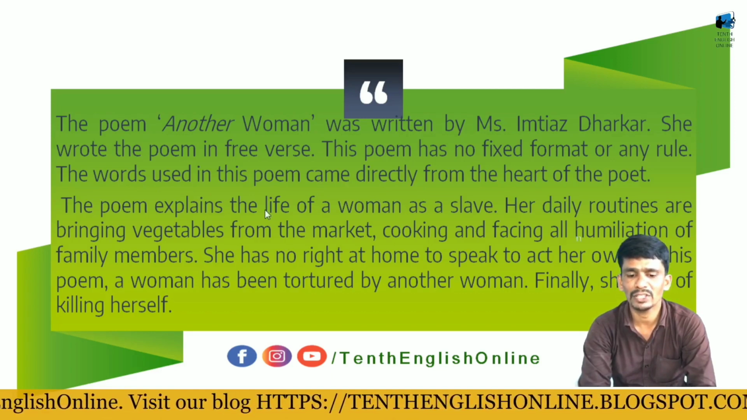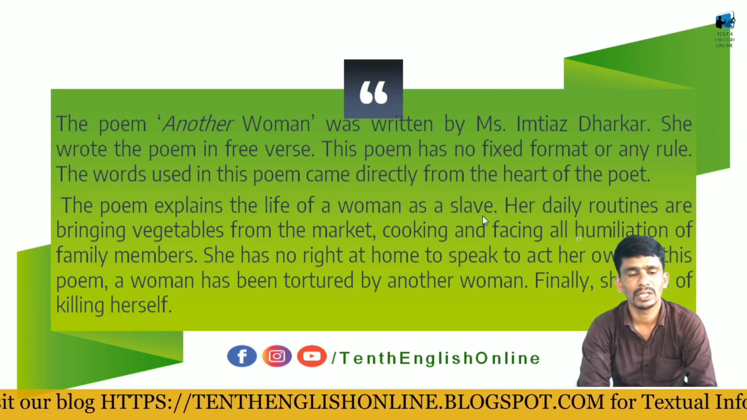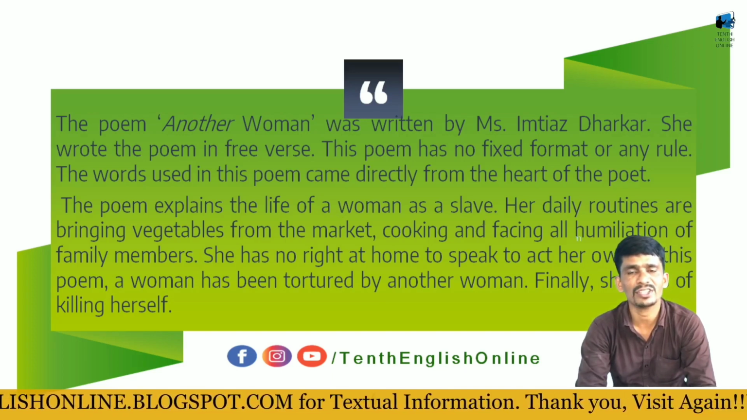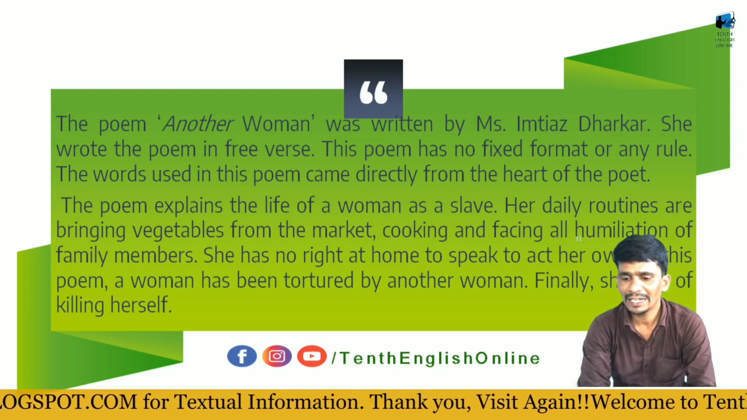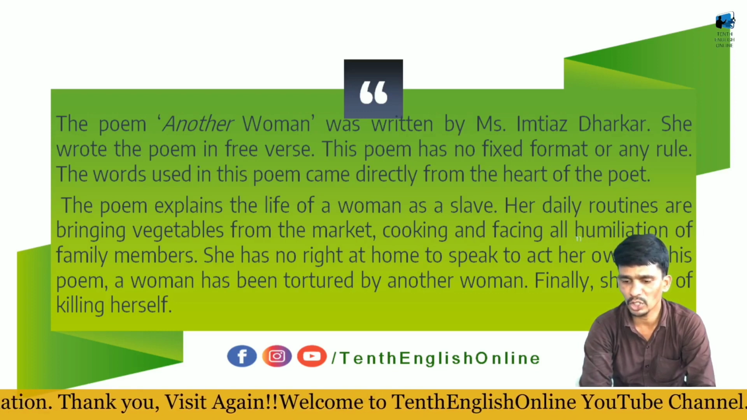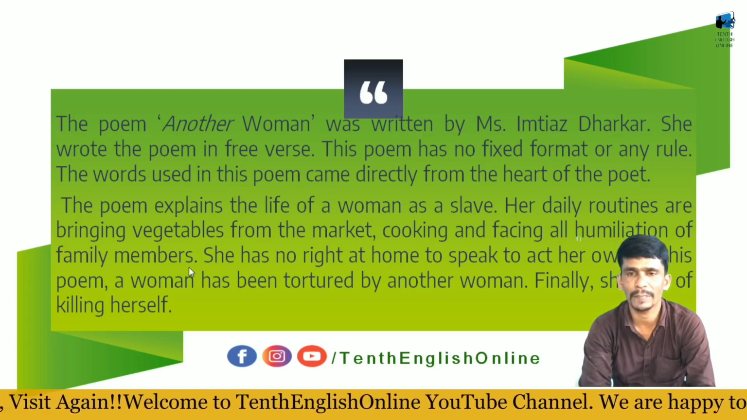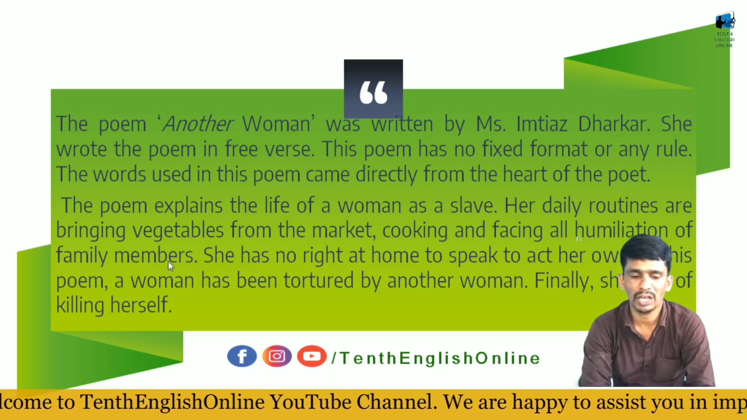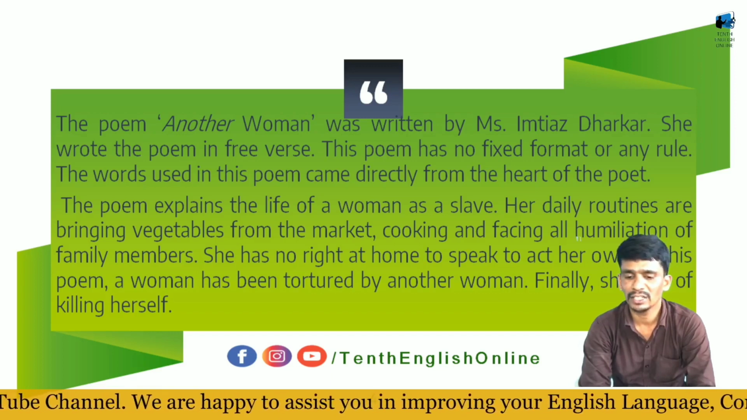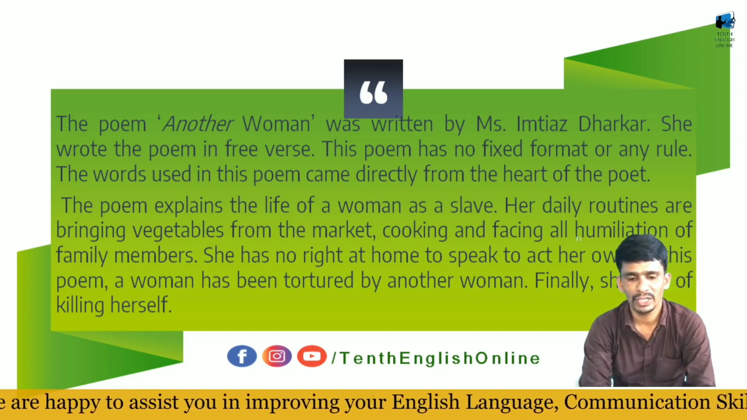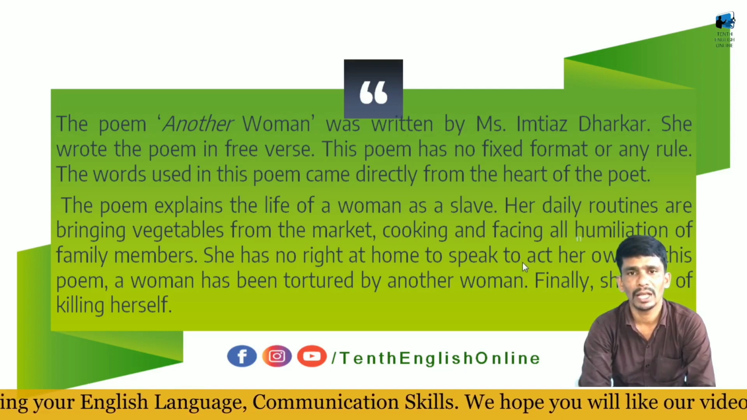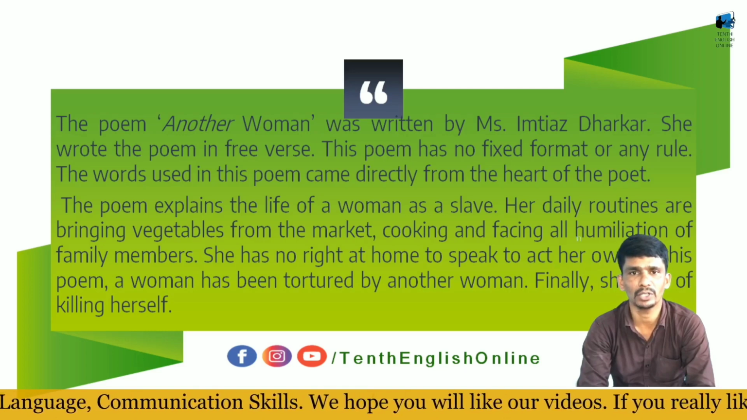The poem explains the life of a woman as a slave. The poetess Dharker says in this poem the woman acts as a slave. Her daily routines are bringing vegetables from the market, cooking, and facing all the humiliation of family members. In her house, her family members, like mother-in-law and husband, torture this woman, right? She has no right at home to speak or to act on her own.